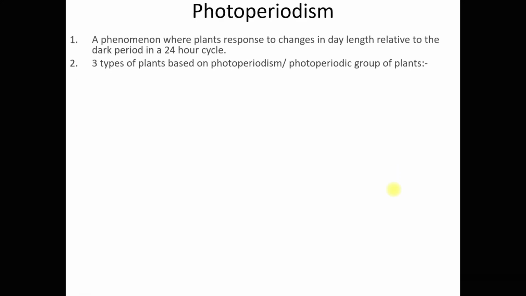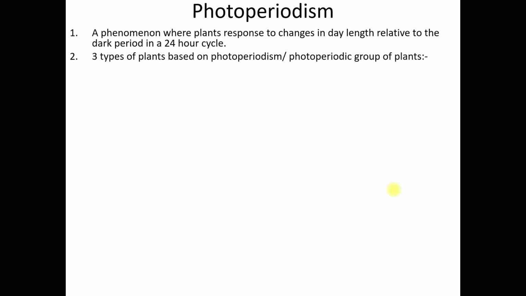Now, let's continue with photoperiodism. Photoperiodism is a phenomenon where plants respond to changes in day length, relative to the dark period in a 24-hour cycle.